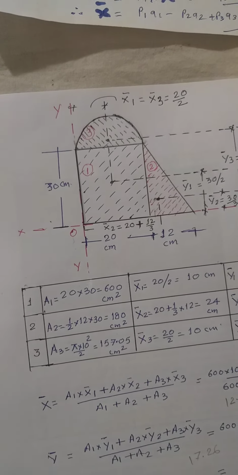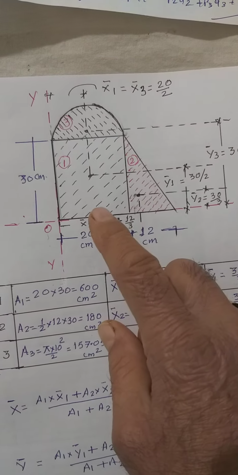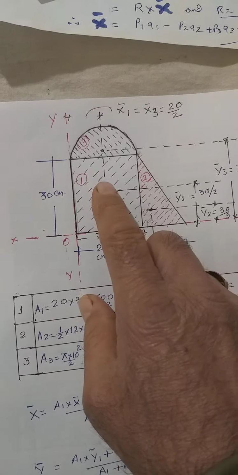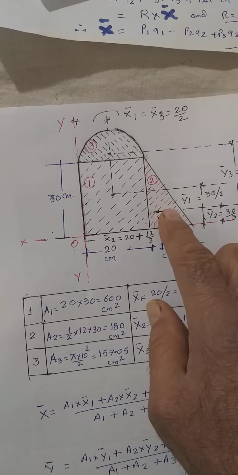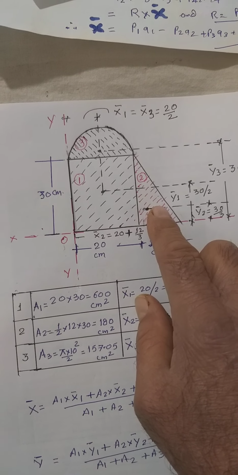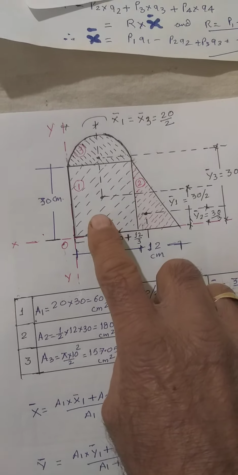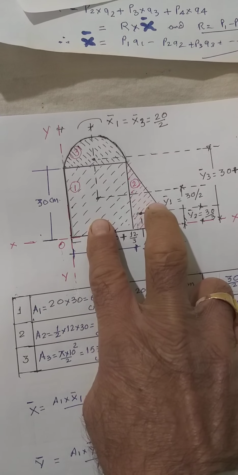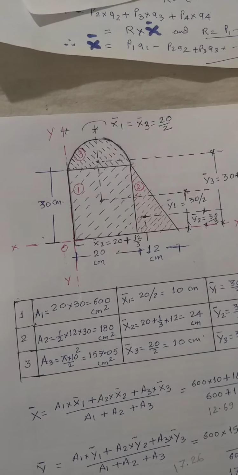First of all, it is our discretion to decide whether we consider figure number 1 is this, figure number 2 is this, or figure number 3 is this. You can select as per your own choice. Here I have selected this as figure number 1, this as figure number 2, and this as figure number 3.